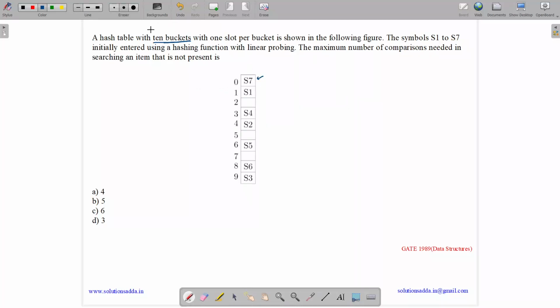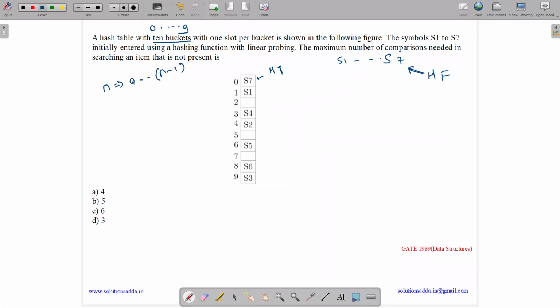And 10 buckets means indexing will be from 0 to 9. If we have n buckets, then indexing will be from 0 to n minus 1. Then it says, as shown in the following figure, this is the hash table. The symbols S1 to S7 initially are entered using a hash function with linear probing. We do not know the hash function, we just know the output. The maximum number of comparisons needed in searching an item that is not present is.